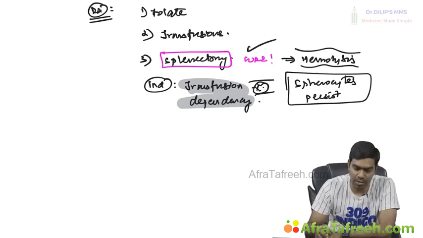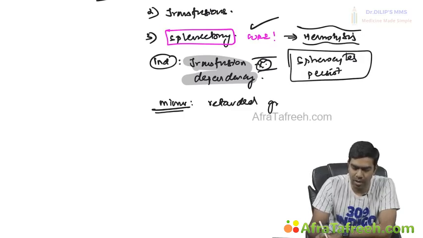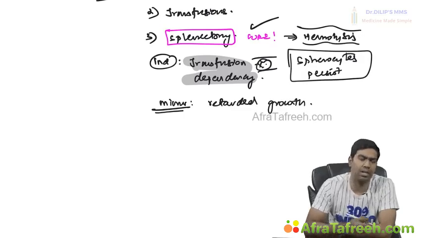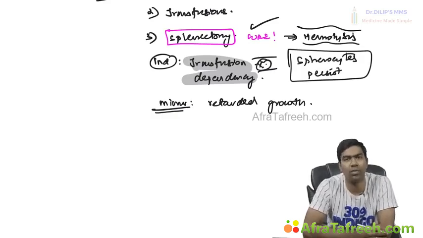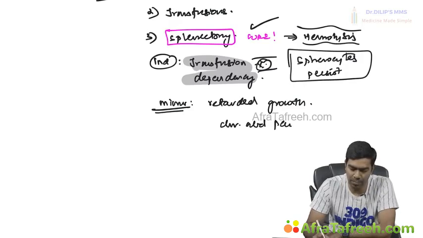for splenectomy in hereditary spherocytosis. If you ask me about the minor indications, one is retarded growth. Why can retarded growth happen? Yes, it can happen in hereditary spherocytosis because of the high RBC turnover, which might consume a lot of energy, and because of that you might have stunted growth. So retarded growth is another minor indication, if the growth is poor in a child, or if the patient is having chronic abdominal pain due to splenomegaly.